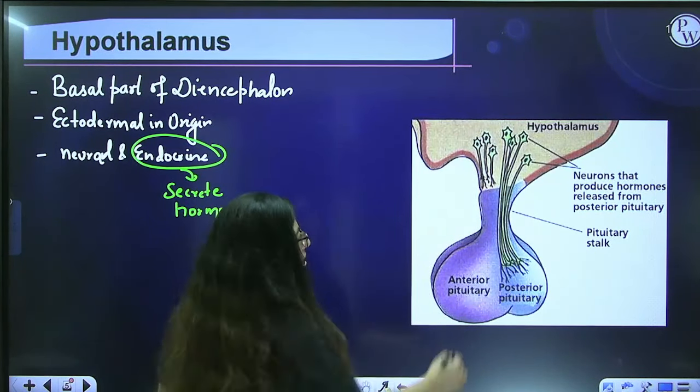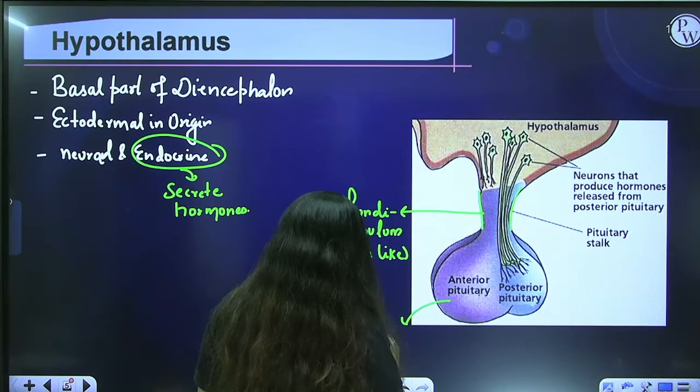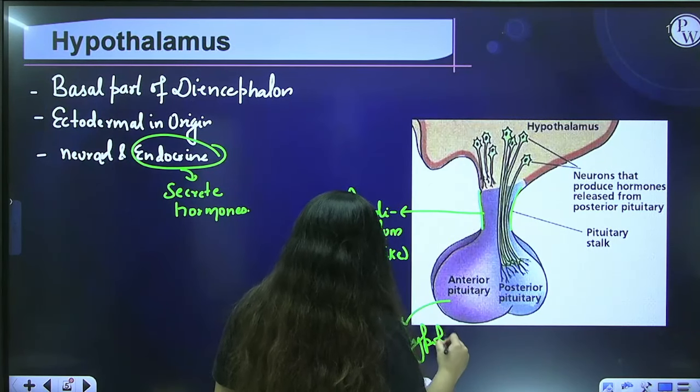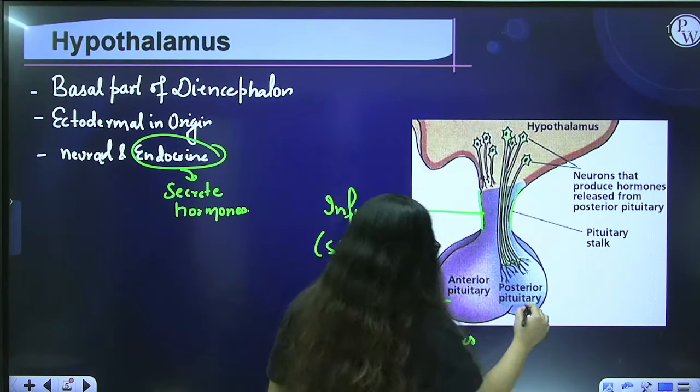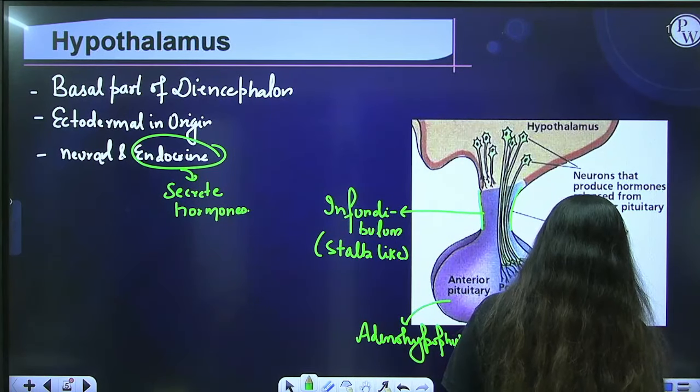The pituitary gland has two portions, anterior pituitary and posterior pituitary. Anterior pituitary is also known as adenohypophysis, whereas posterior pituitary is also known as neurohypophysis.